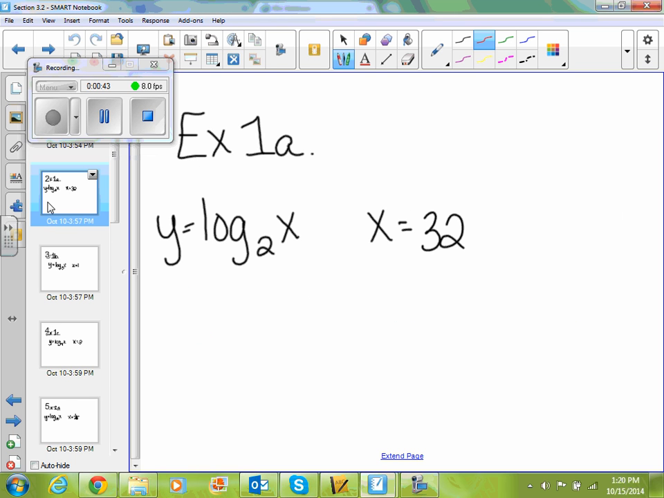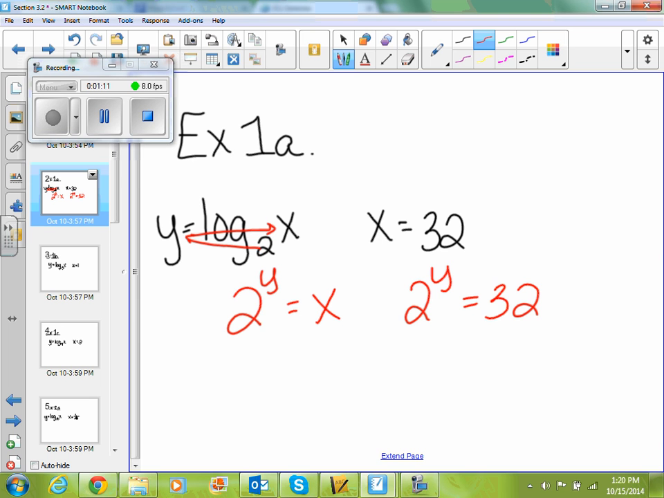So, if we look at y equals log base 2 of x, that is the same thing as 2 to the y equals x, because you take your base, then you go backwards, and then you go forwards. Kind of in a zigzag pattern. And so if x equals 32, then this is the same thing as 2 to the y equals 32. And then we just solve for y.